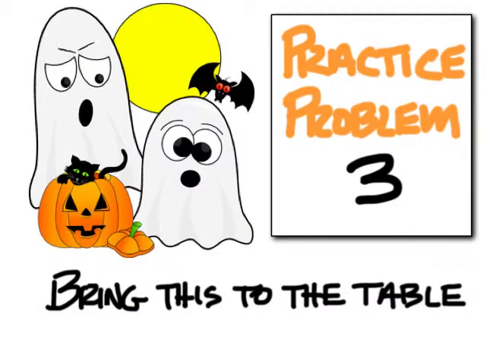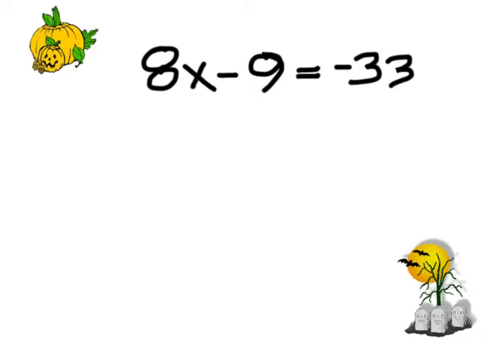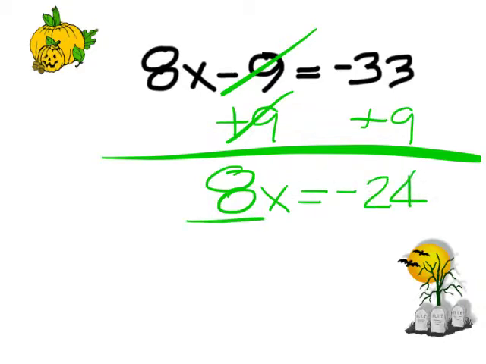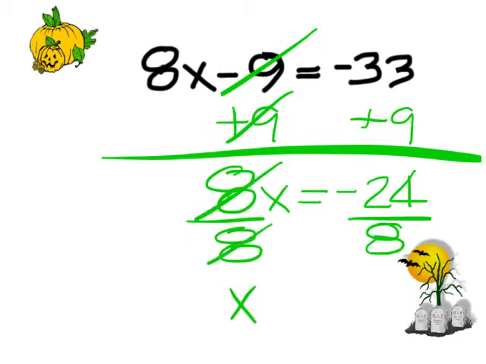Practice problem number 3. On the practice problem, you must add 9 to both sides. When you do that, these cancel out. You're left with 8x equals a negative 24. Divide both sides by 8, and you should get an answer of negative 3.